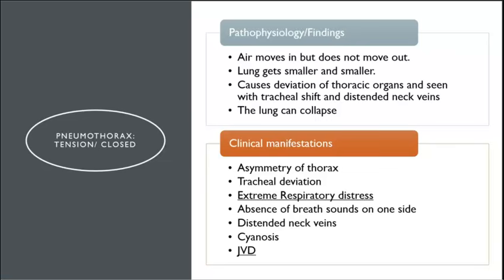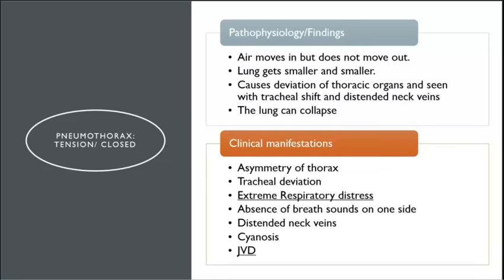For your tension pneumothorax, tension for trauma, air moves in but does not move out and is likely from blunt force trauma. The lung gets smaller and smaller. It's going to cause a deviation to the thoracic organs and everything shifts to the opposite side. You can also see jugular vein distension because the heart's being pushed to the other side. So the blood flow into the heart's having some issues. It's going to start to back up.